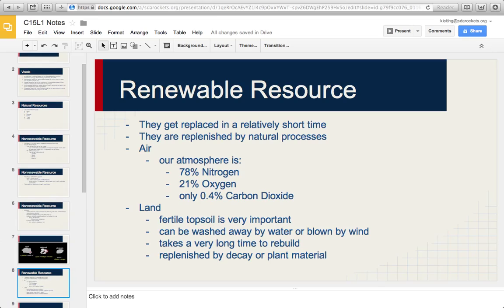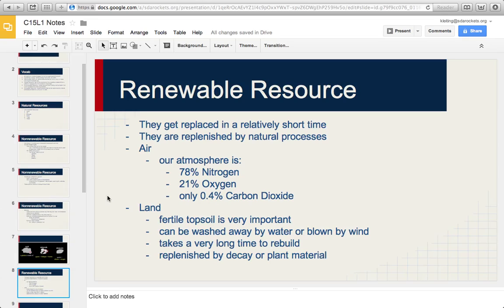But in this case, we're going to be talking mostly about the composition of the air, and we've talked about this before. Our atmosphere is 78% nitrogen, 21% oxygen, and only 0.4% carbon. And that's not even the third largest. There's actually one that's larger, or a few that are larger, but we always talk about carbon dioxide. So it's important to realize how small a percentage carbon dioxide really is in this case.